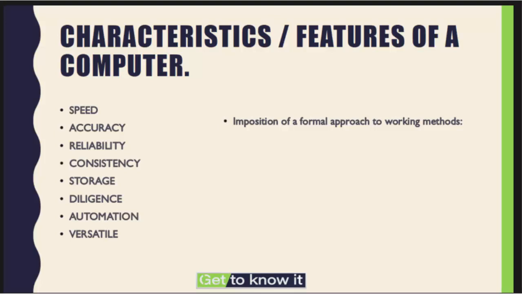Consistency is another feature, and computers usually are very consistent. That means given the same data and the same instructions, they will produce the same answer every time that particular process is repeated. It's not like a human being who may forget how something was being done. So given the same data and the same instruction, the computer will produce the same thing no matter how many times it is repeated. So that's consistency.